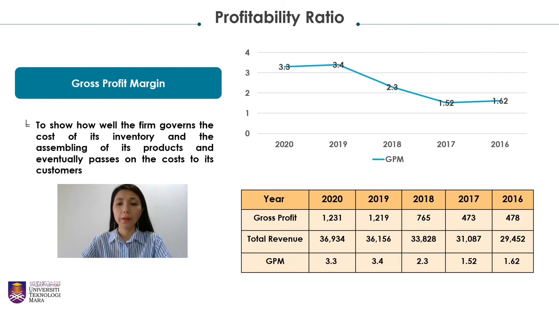The gross profit margin is frequently expressed as a percentage of sales. It reveals the percentage of each ringgit left over after the business has paid for inputs. This ratio looks at how well the firm governs the cost of its inventory and the assembling of its product and eventually passes on the cost to its customers. The gross profit margin expresses the amount of profit made before deducting selling, general, and administrative costs. The higher the gross profit margin, the better for the group.